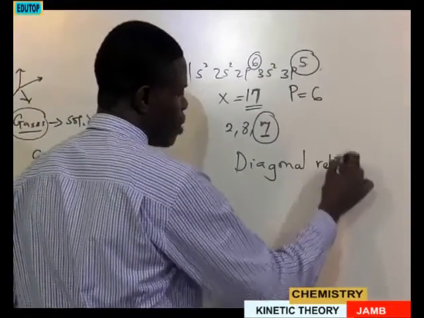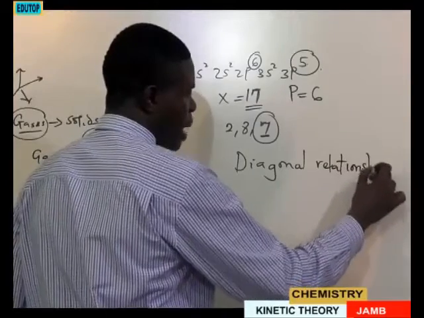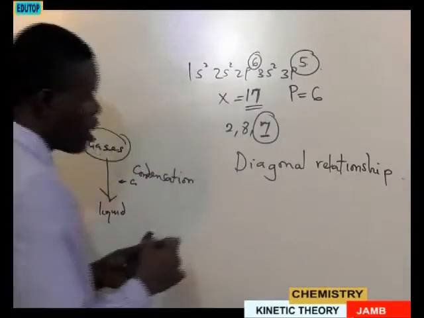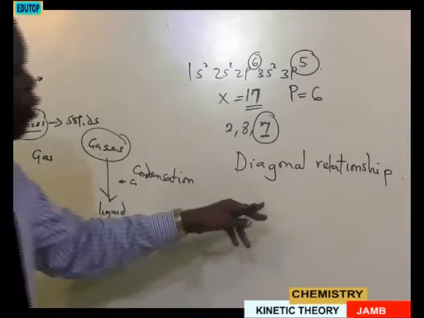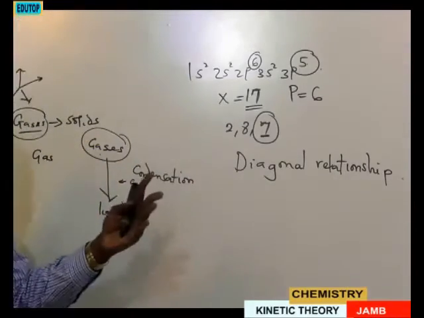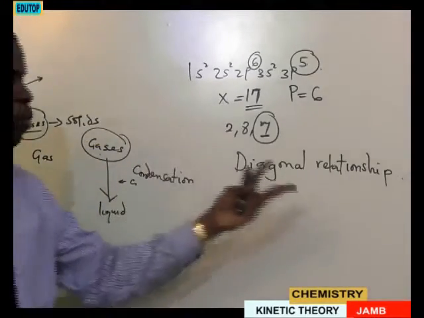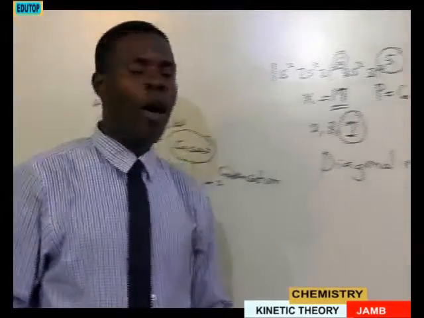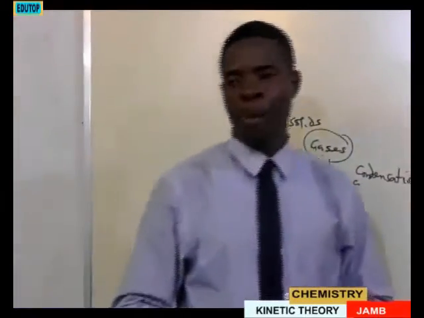Diagonal relationship, that is what it's talking about. And what do you understand by diagonal relationship? It is talking about a phenomenon whereby elements in different groups exhibit similar properties.